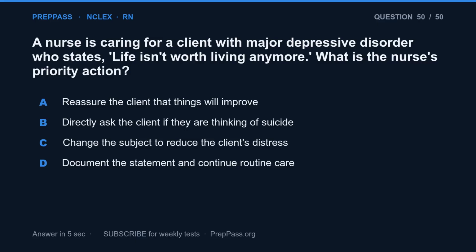Question 50. A nurse is caring for a client with major depressive disorder who states, "Life isn't worth living anymore." What is the nurse's priority action? A. Reassure the client that things will improve. B. Directly ask the client if they are thinking of suicide. C. Change the subject to reduce the client's distress. D. Document the statement and continue routine care.